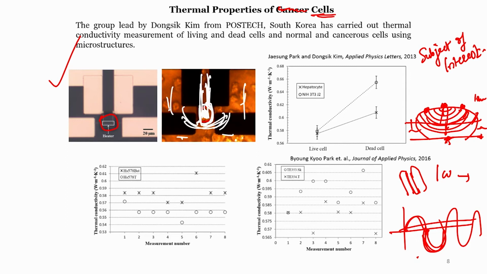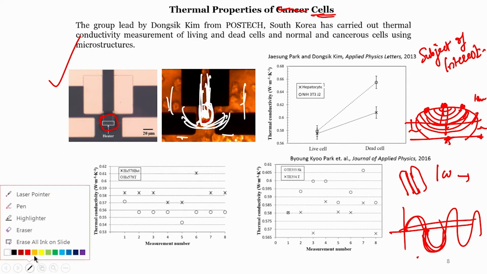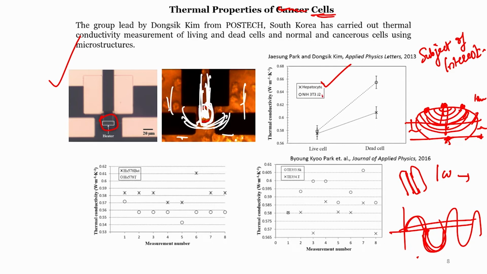So, using this, the authors have tried to measure the thermal conductivity of different types of cells. So, hepatocytes, NIH3T3, wait one second, let me change the color. Hepatocytes, NIH3T3, HS578BST, HS578T, TE354T, TE354SK, these are all different cell types. Some are carcinoma cell lines, some are normal cell lines, some are murine cell lines. So, there are a lot of cell lines. This is a tumor cell line, with the name only we can figure out.